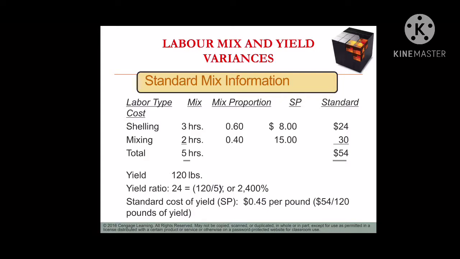For standard mix information, labor type shelling is 2 hours, mix proportion 3 hours, 16%, standard price $8 and standard cost $24. Mixing 2 hours, 40%, standard price $15 and standard cost $30. So the total mix is 5 hours and the standard cost is $54. Yield 120 lbs, yield ratio 24. Standard cost of yield is $0.45 per pound.